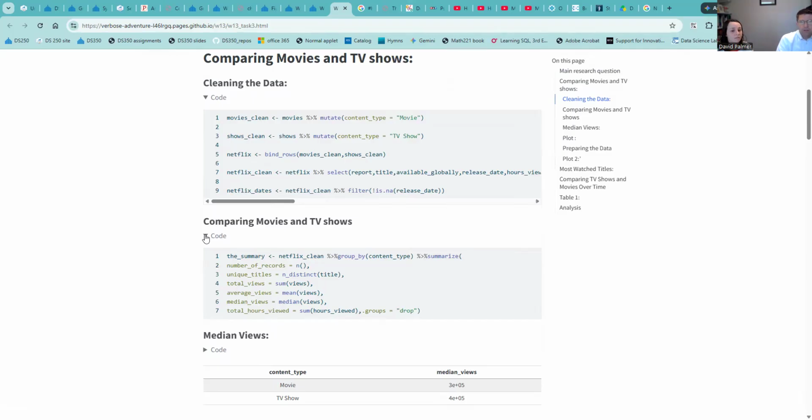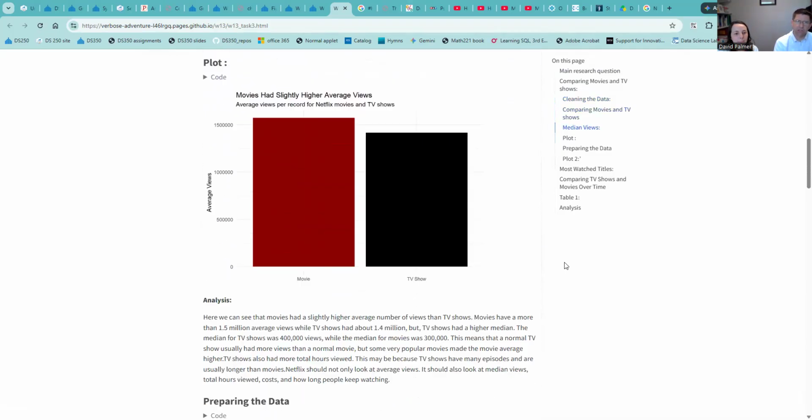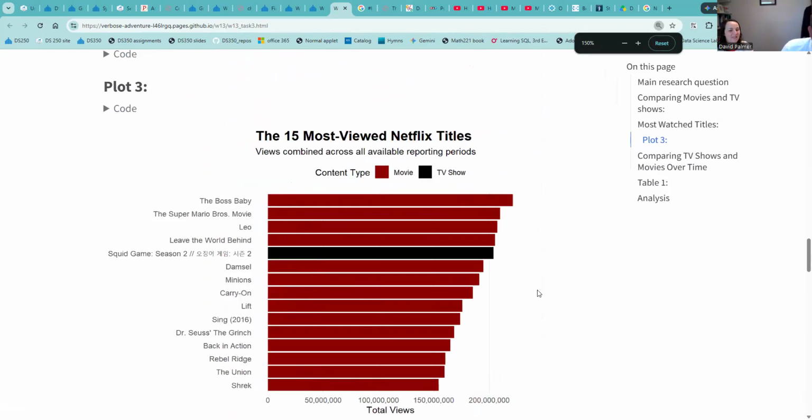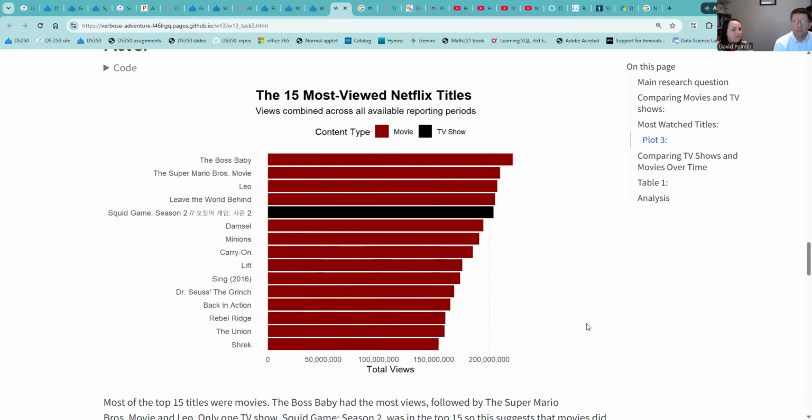So maybe talk us through, show me one of the charts that you're particularly proud of or you think really gets at the heart of your question. I really like this one. This one is the 15 most viewed Netflix titles. And it's really interesting because I had an idea of what I was going to find in that data, and I was completely surprised because, as you can see, the top 15 most viewed content on Netflix are basically movies for kids. And that wasn't what I was expecting.